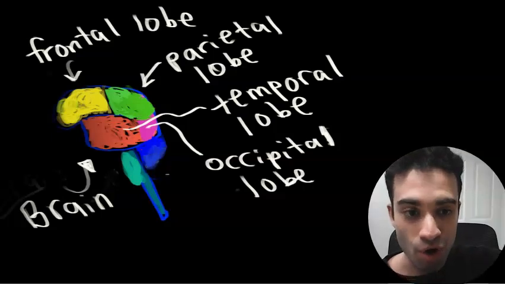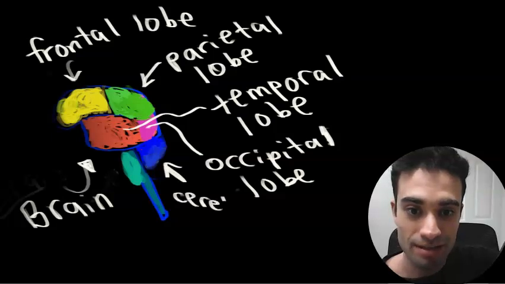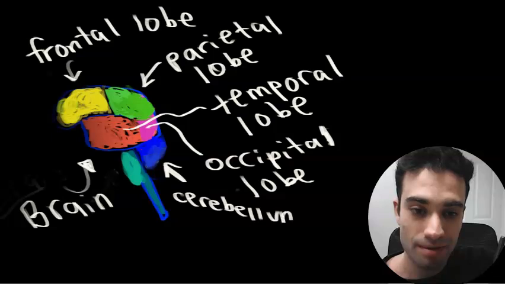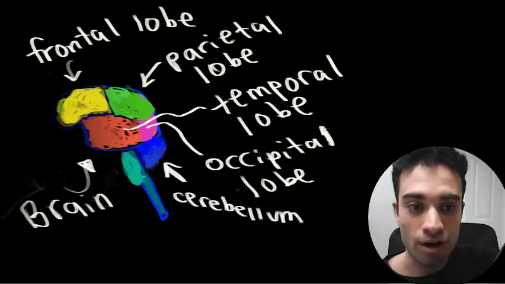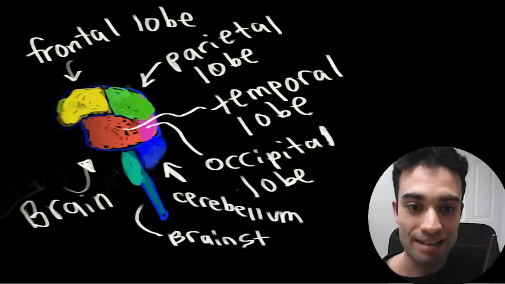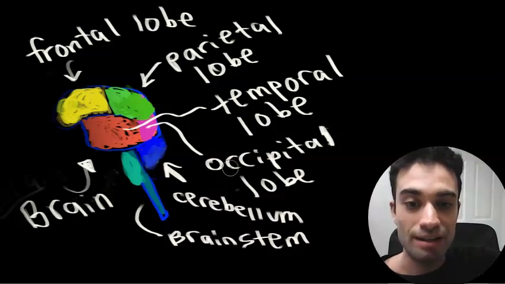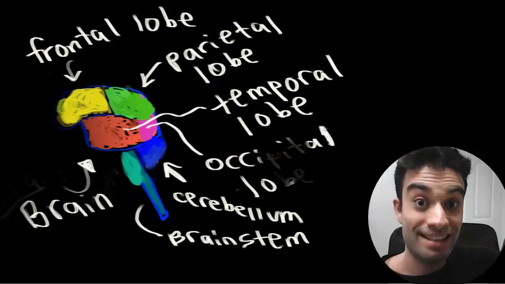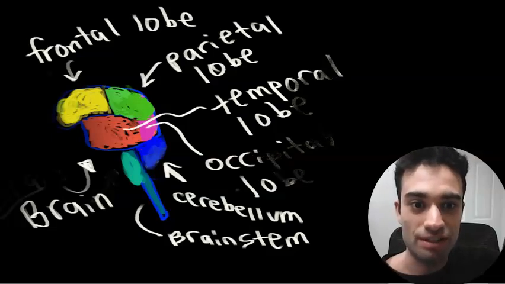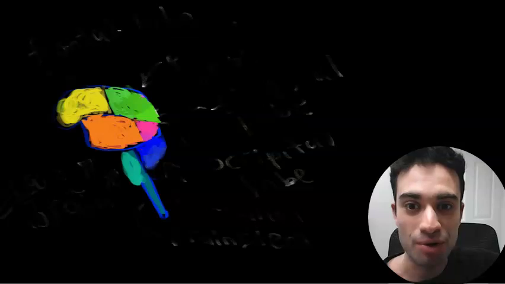And then below it, we have this structure here in blue. This is known as the cerebellum. And this stalk right here at the bottom is the brainstem. So now that you have an idea of all of the different components, what I'd like to do right now is to specifically indicate the functions of each of these lobes. Let's talk about each of the components.